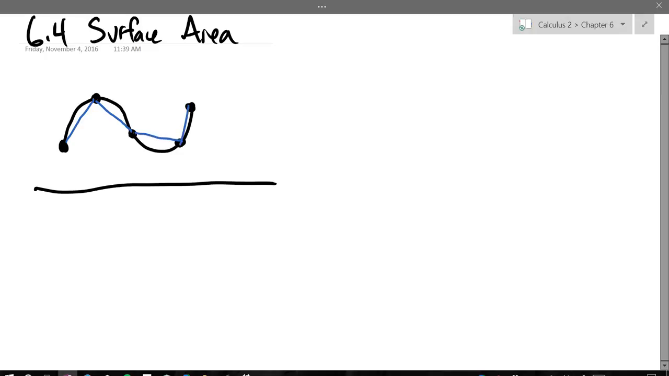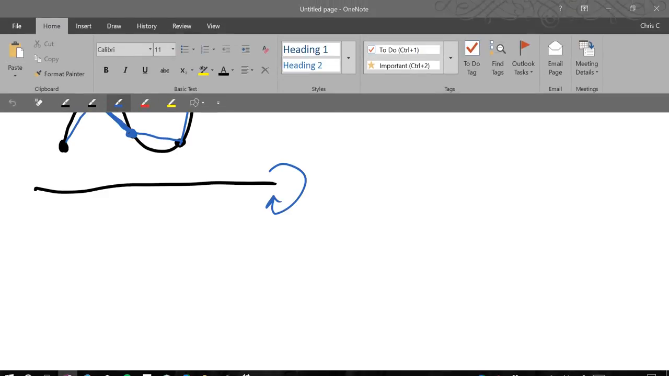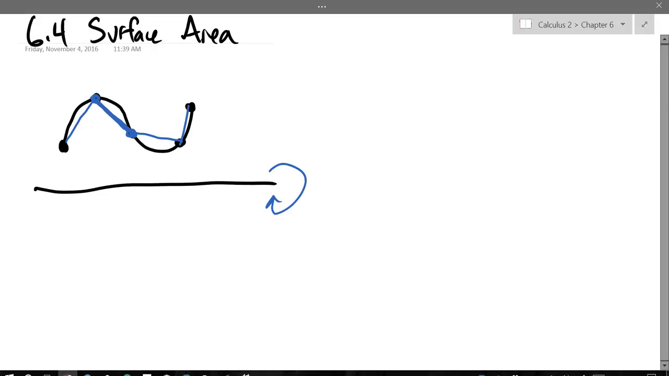I wanted the segments to be definitely distinct from the curve. In the one I drew before, the segments were so close to the curve. This one's pretty obvious that the segments are not the same as the curve. So we're just going to pick a segment. We'll take the second one right here, and make that one super bold. We're going to rotate about the x-axis. When we rotate, what shape will we get? Let's extend our axis some more over here. I'm just going to redraw our segment and then do my best to rotate it around.